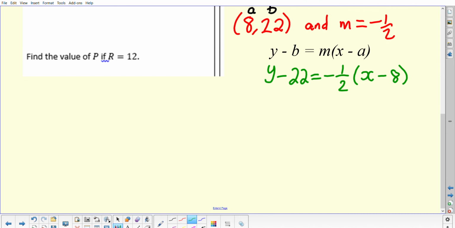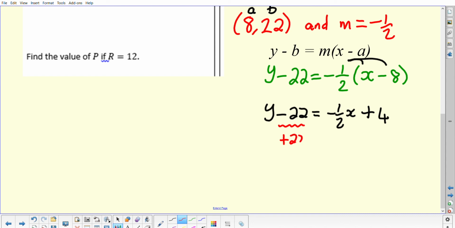Now one of the other things it told you in your notes at the top of the page was that you then need to multiply out this bracket and tidy everything up. So we would get y minus 22 equals negative a half x, and negative a half times negative 8 would be plus 4. Still not quite tidied up with this. I'd need to deal with this minus 22 here, do the opposite, add 22. So it's like changing the subject, rearranging it to tidy that up, and you get y equals negative a half x plus 26.